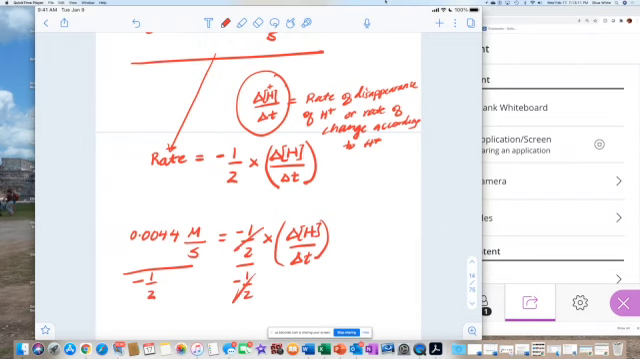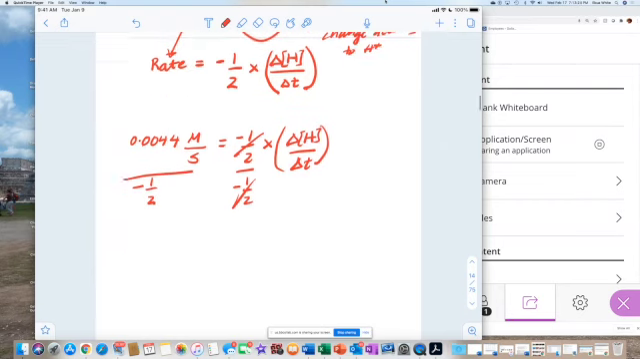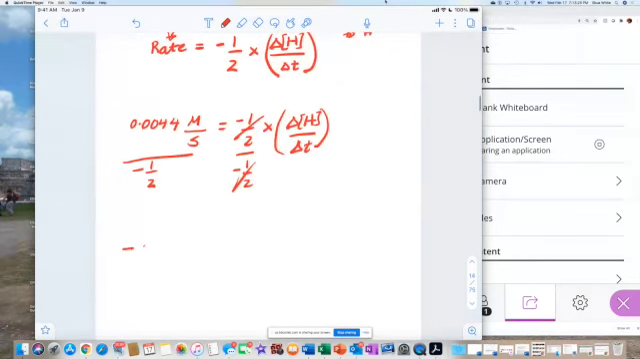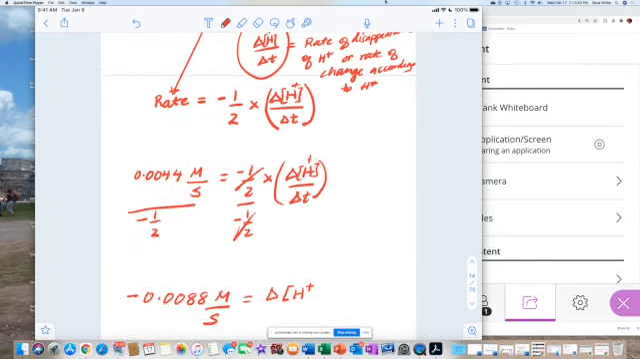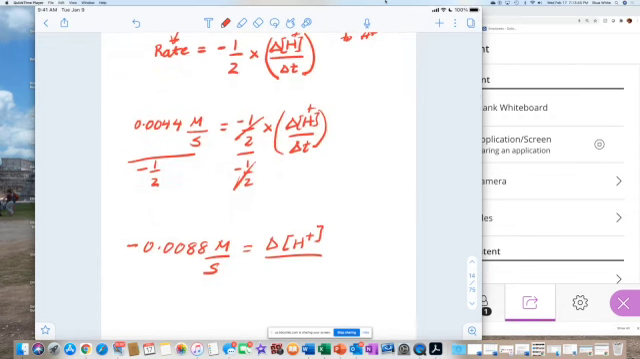So take your number, 1, divide mine by negative, open parentheses, 1 over 2, close parentheses, and I get this as negative 0.0088 molar per second. This is the rate at which the H plus concentration, oh, I forgot the plus, is right here, changing with time. So in the same 10 seconds, this is the amount of H plus that reacted. It decreased by that amount.